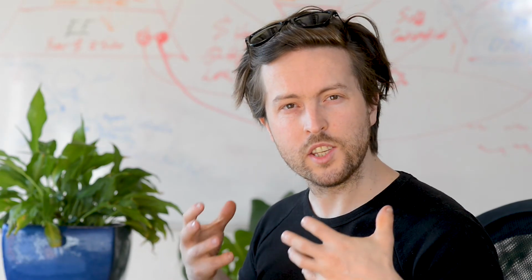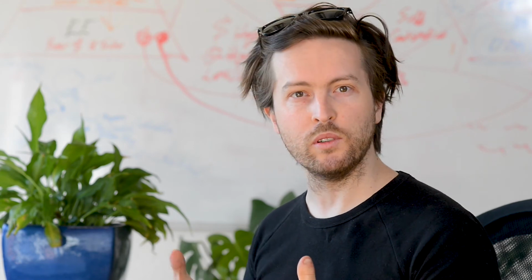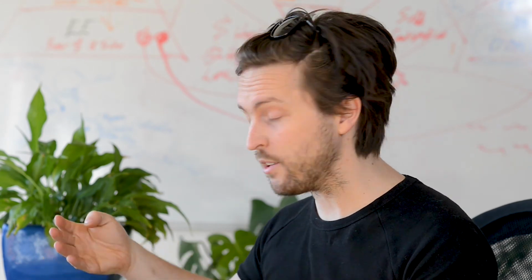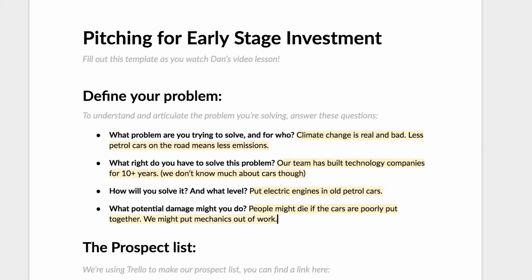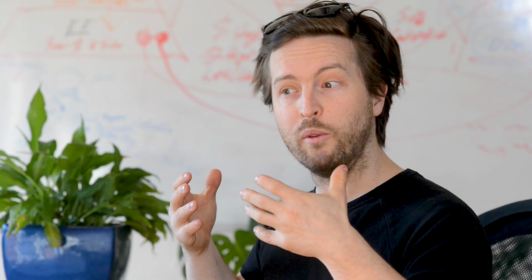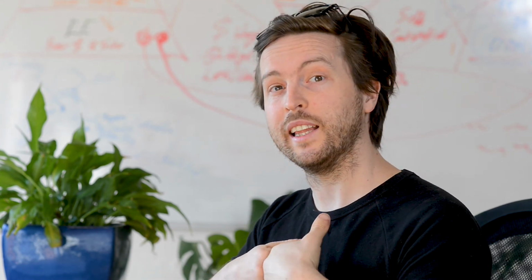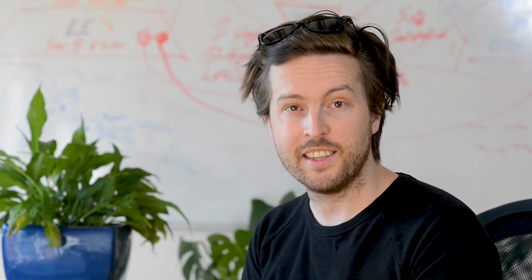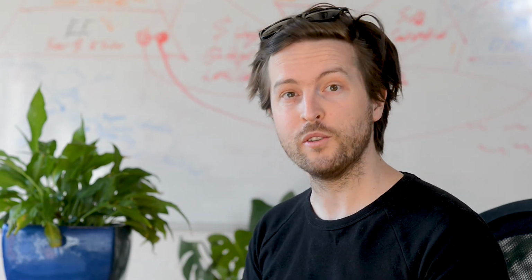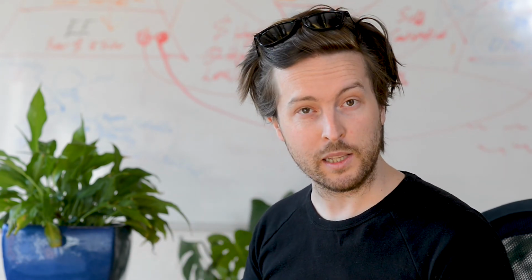So those are kind of like the simple, explainable, basic 4 steps. The idea is that if somebody can read that, understand it, and tell their friends, we've got it down to simple enough. We take petrol engines out of cars, we put electric engines in. This means less petrol cars on the road, less emissions, good for dealing with climate change.